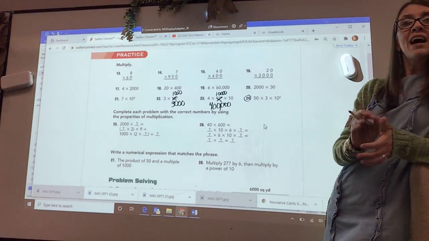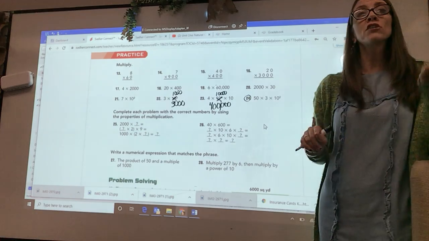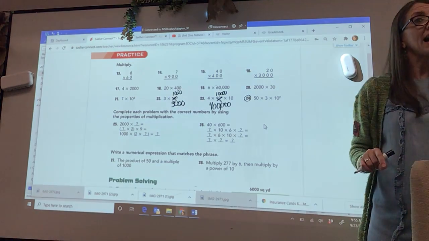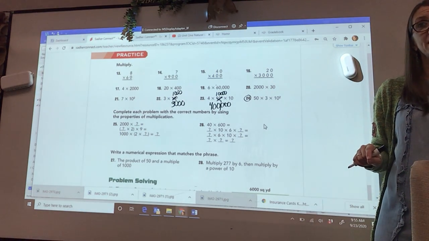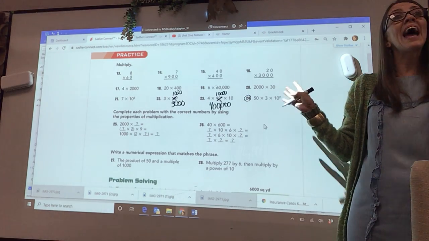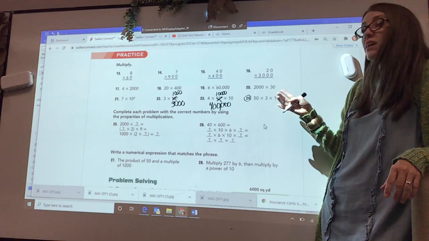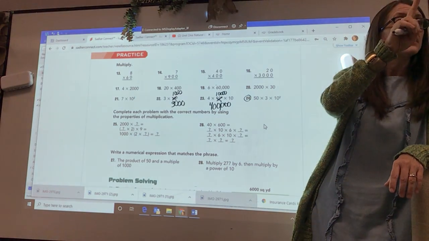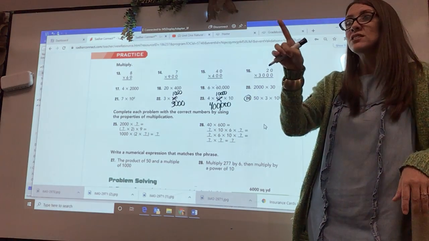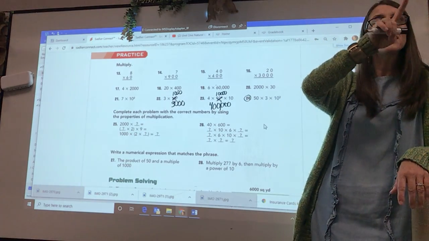Okay? Go ahead and do these. Remember, all your steps. Multiply the non-zero factors, the non-zero ones, and then add all the zeros at the end. Yes, yes, yes, yes, no, yes, yes, yes.